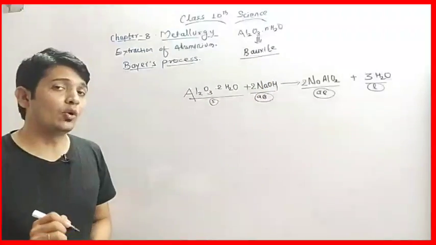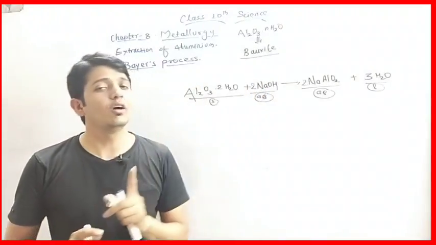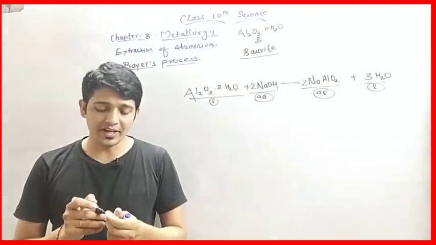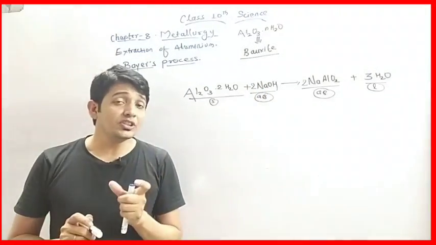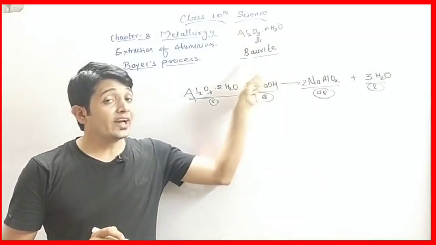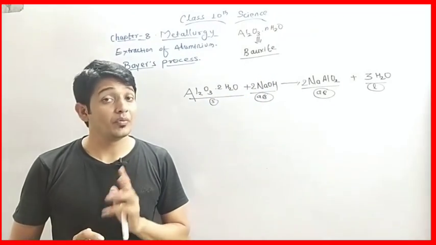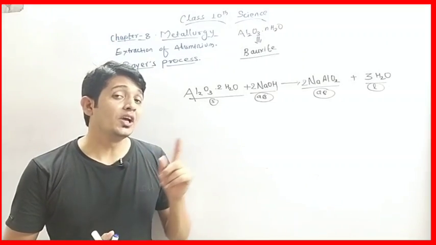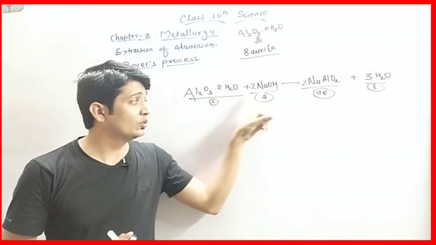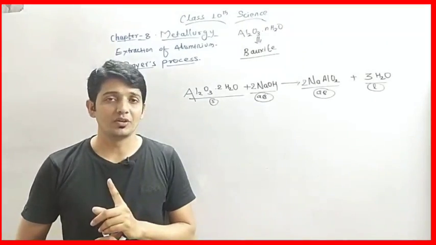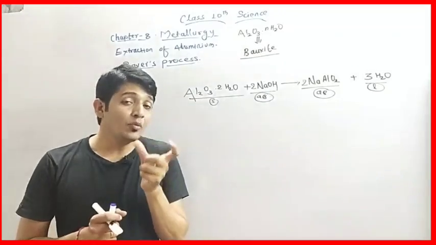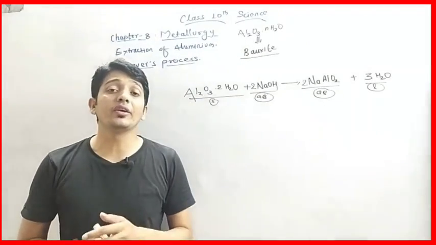This is the bauxite ore which is used for the extraction of alumina or aluminum. Okay, so Bayer's process is used when bauxite contains ferric oxide as a main impurity. Then we will dissolve this bauxite into sodium hydroxide solution, where the alumina part is amphoteric in nature.